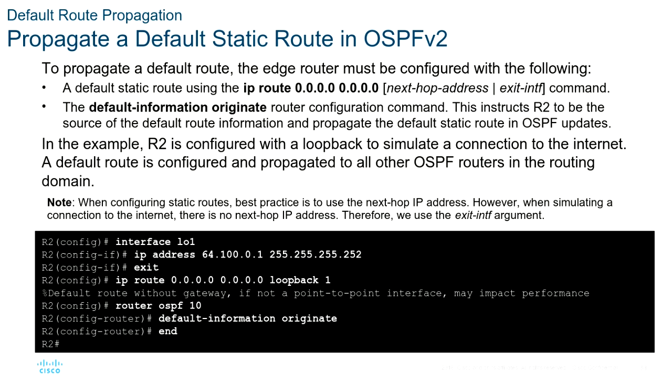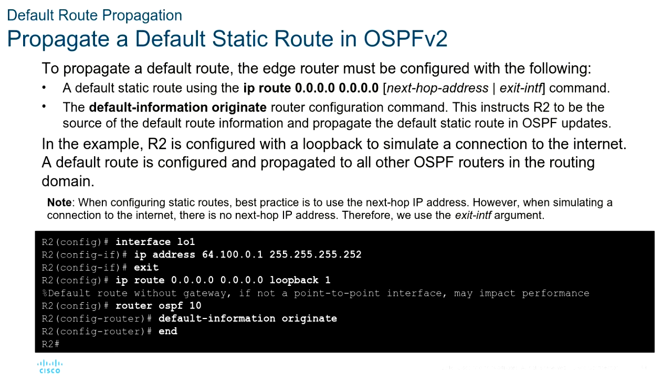If it's three routers, that's not hard. What if it's 100 routers? So instead of typing one command on 100 routers, if I could type two commands on one router, that would be easier. So what I can do is I specify the default route. Again, in the real world, it'd probably be an Ethernet port or serial port. Then I'll go to my router process and I'll specify the default-information originate.